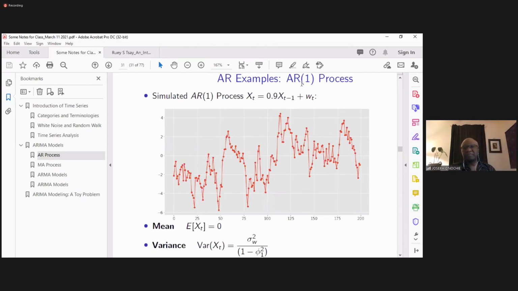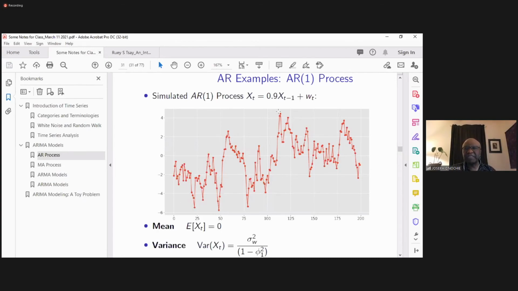Professor, what does the y-axis represent, and what does the x-axis represent? Okay, this one here, right? Yeah, both. Okay, the x-axis represents time, and the y-axis represents the returns. So this is just the graph plotted over time.